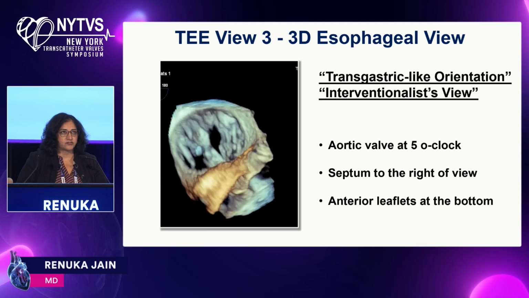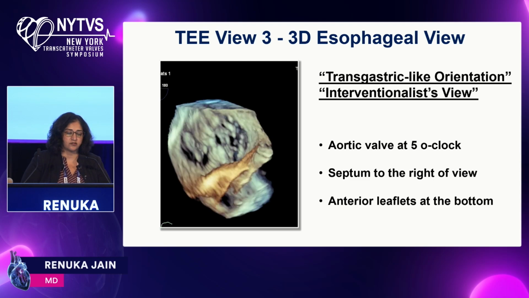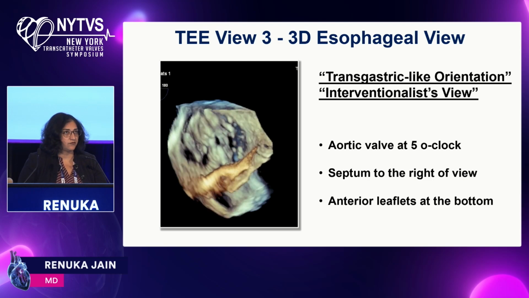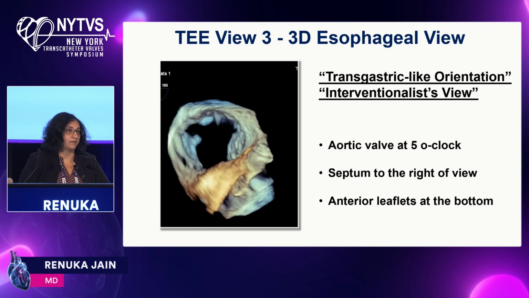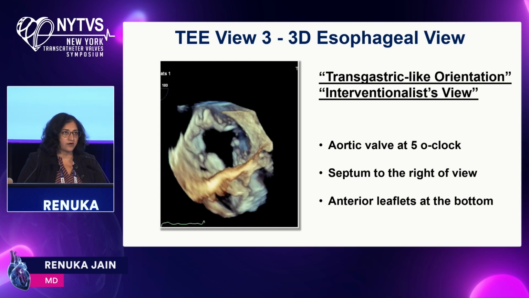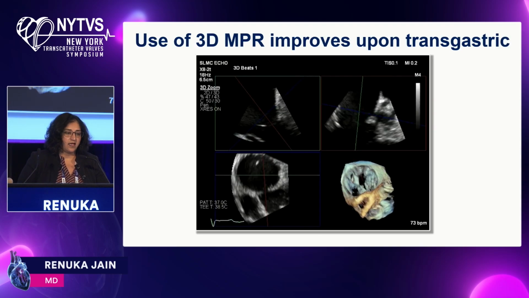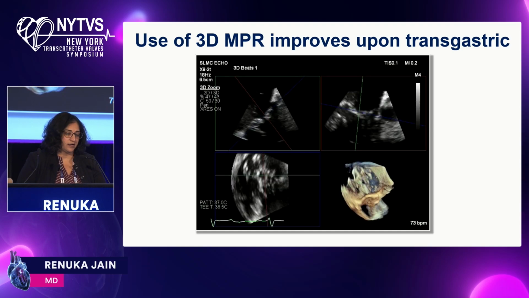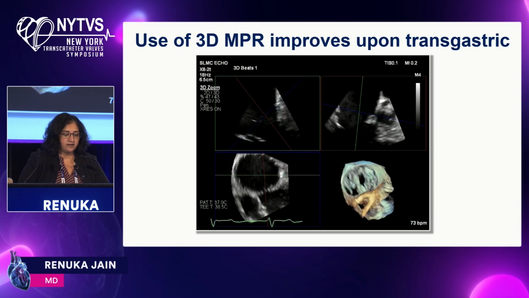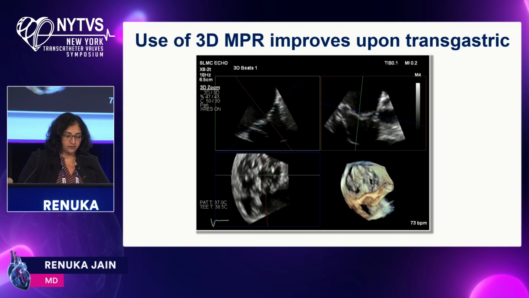The next view to master is the 3D esophageal view. I call it the transgastric-like orientation. Other people call it the interventionalist view. We basically take the same transgastric view, and no matter where we do the 3D from, on TTE or TEE, we orient it with the aortic valve at 5 o'clock and the septum to the right of the view, and we've now recreated that transgastric view. From this view, we do the majority of our diagnostic work and cases in 3D MPR. We once again create this transgastric-like view by moving the blue plane down to the leaflet level.